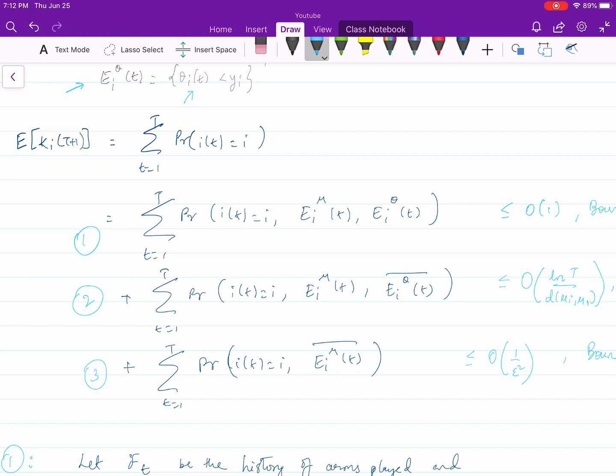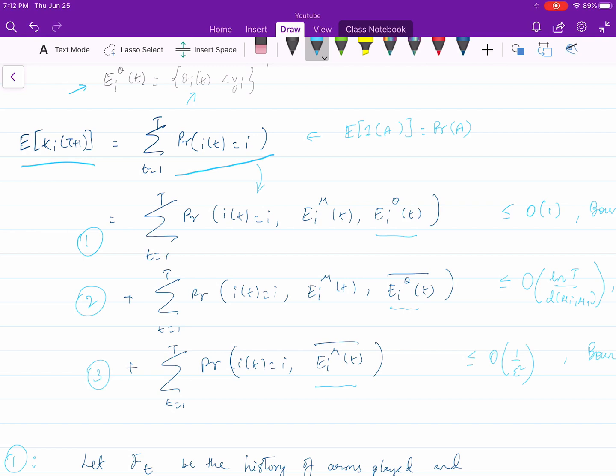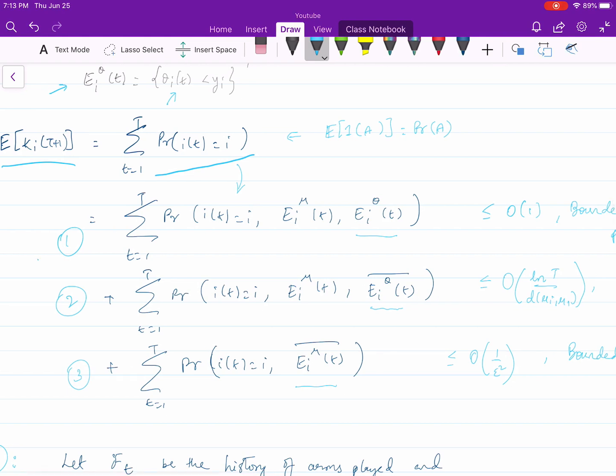Let's go ahead. Now we have this regret term which we are focusing on. This is nothing but the summation. This just follows from the expectation of an indicator of an event A being nothing but the probability of A. That is why this follows. Now we further split these into some mutually exclusive events in this fashion. First, E_i^mu of t complement, and then the other version is these two events. So these are mutually exclusive events. Some interpretation here. We'll be bounding each of these terms separately.